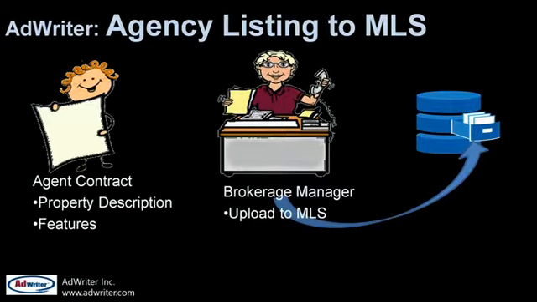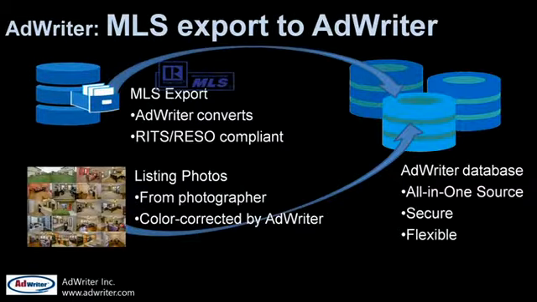Once your agent meets with a seller and contracts to sell the property, the agent collects basic information about the listing, such as the property description as well as basic features of the property. That information is then uploaded by the brokerage into your regional MLS database. AdWriter also allows you to manually enter property data for pocket listings and pre-MLS coming soon properties. Once the data is in your regional MLS database, AdWriter is licensed to export that data into our secure system.